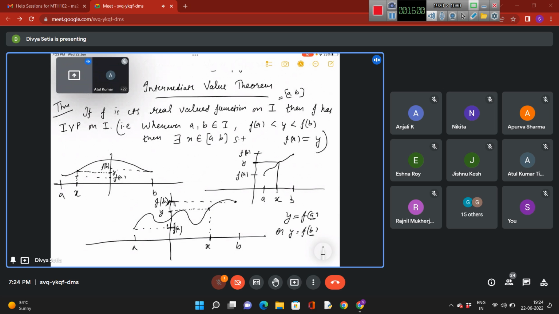Fine. So what do you conclude by this theorem? Is there any immediate observation after reading the statement of this theorem?